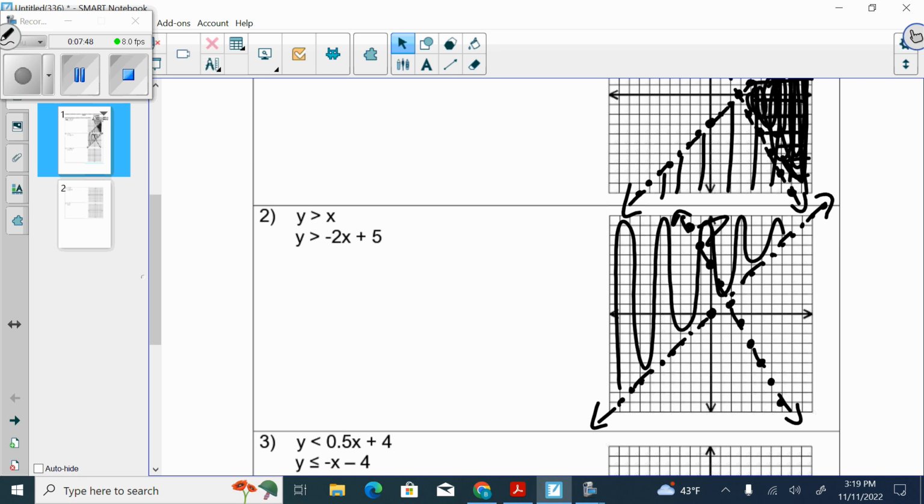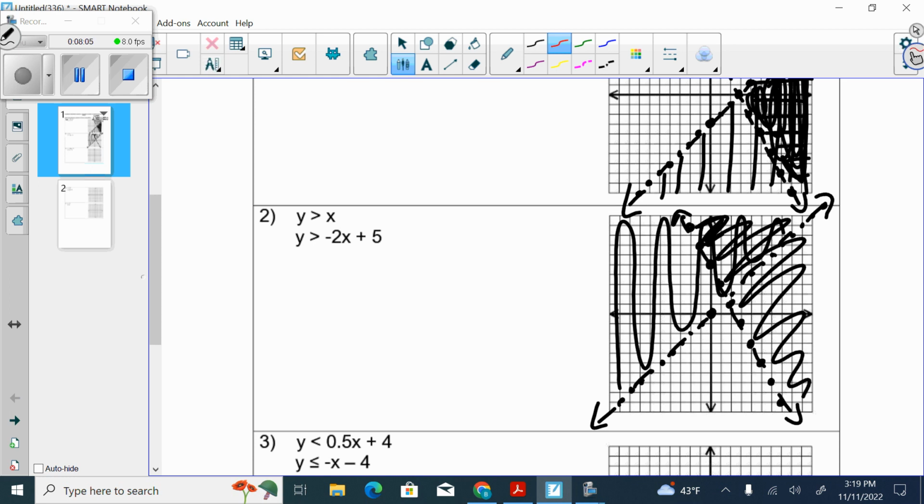So that would be, oh, it did not change my color. There. So I would shade above it. Oh, still not changing my color. I don't know why it's not changing. Oh well. So I would shade everything on this side of the line.